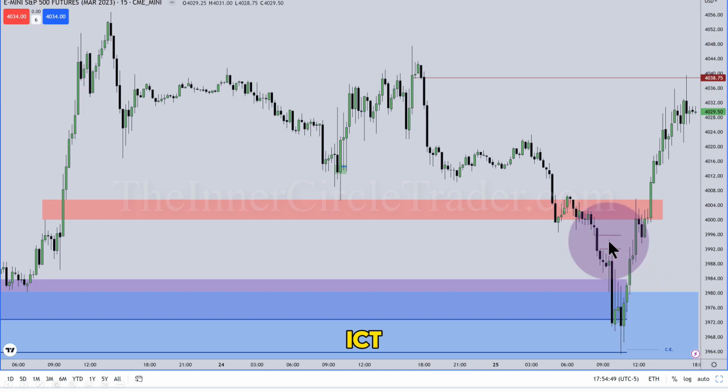Sneaky ICT. So notice also this SIBI, project that through, and you can see we come back down into it in consequent encroachment once more. Bam! You like that? Bam!